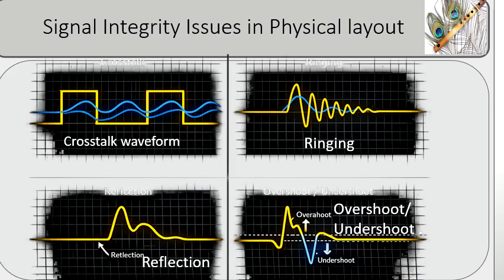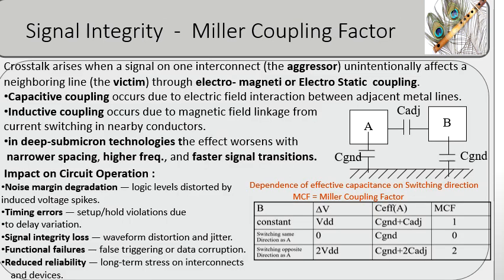These waveforms illustrate how common signal integrity issues appear on actual signals during high-speed operation. Instead of ideal square wave transitions, parasitic effects distort the waveform through crosstalk, ringing, reflections, and overshoot or undershoot. Such distortions can alter voltage levels, increase propagation delay, and reduce the available noise margin. The severity of these waveform abnormalities depends on interconnect characteristics, switching speed, and circuit loading.